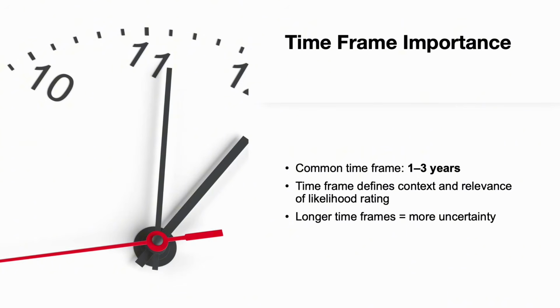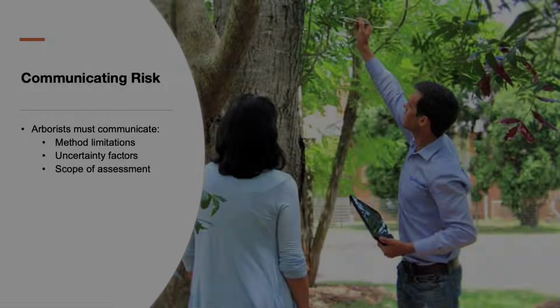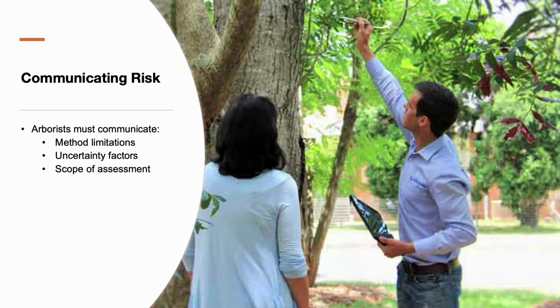So we avoid going beyond 5 years. And a large part of our job as arborists is communicating risk clearly. That means explaining what we know, what we don't know, and what we recommend based on the available information. Tree owners need to understand the limitations and confidence level of our assessments.